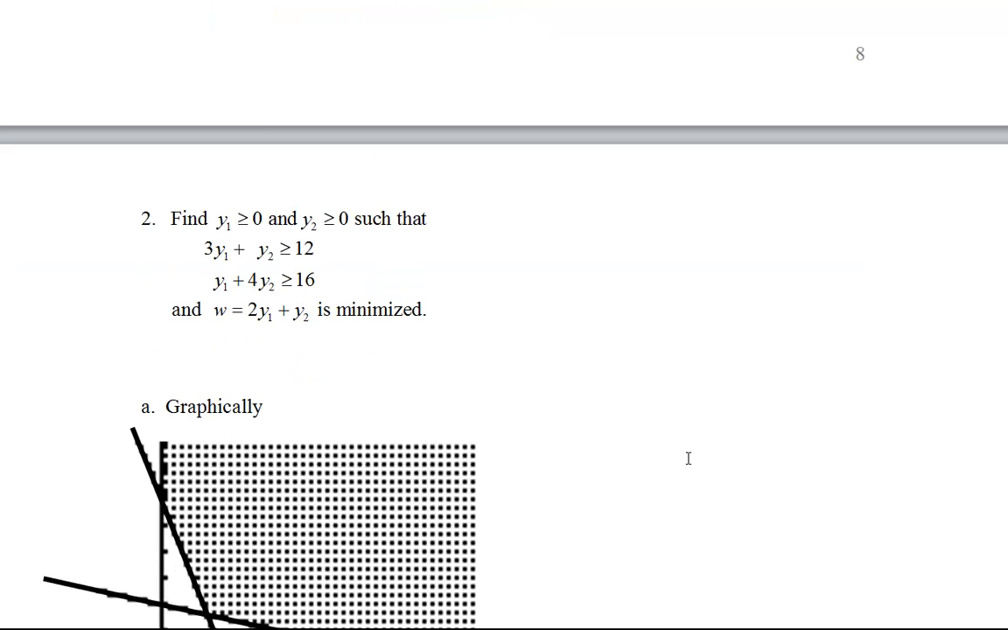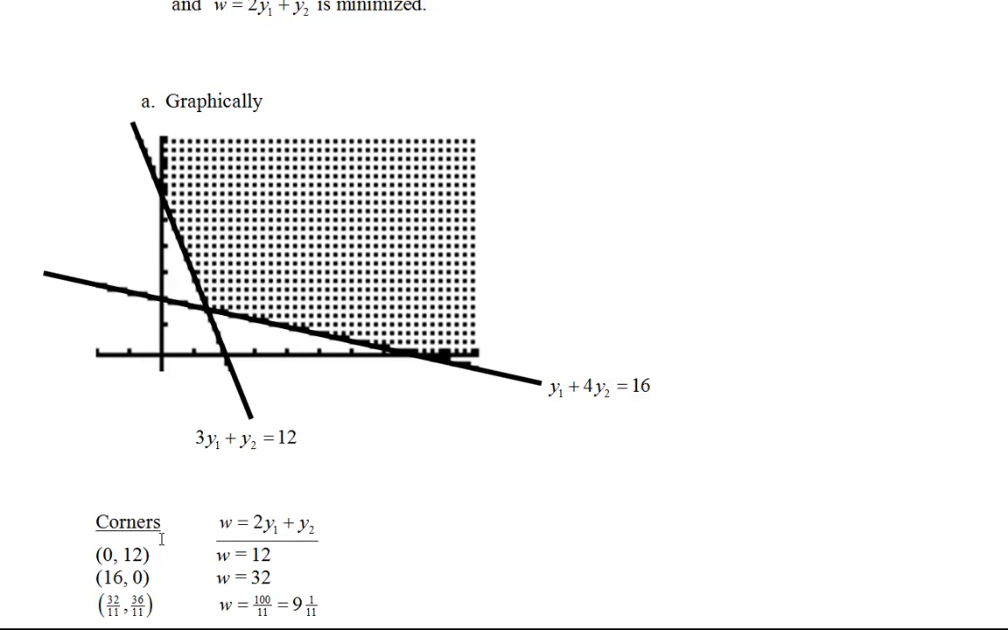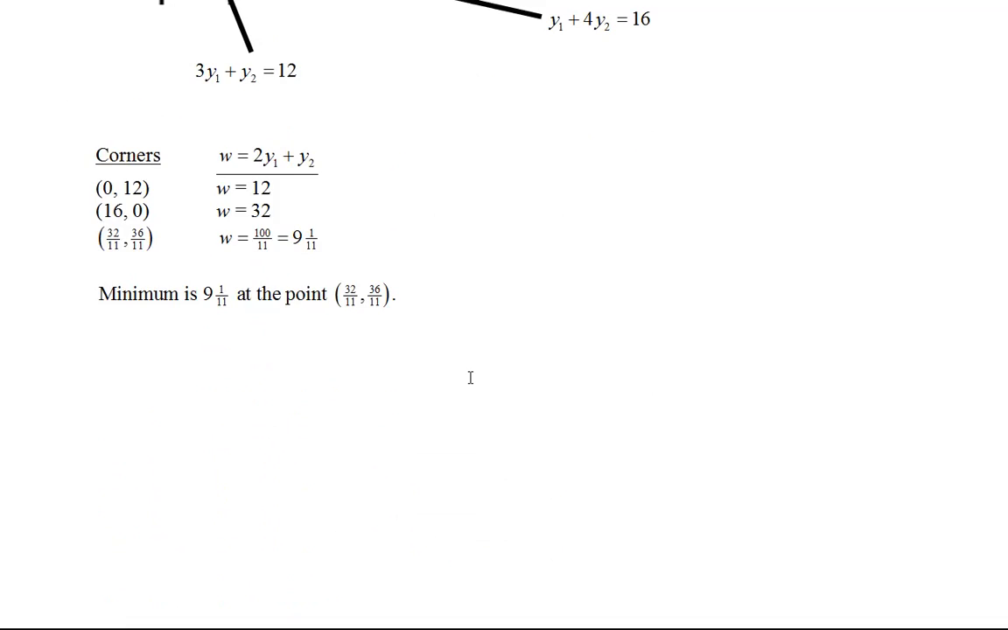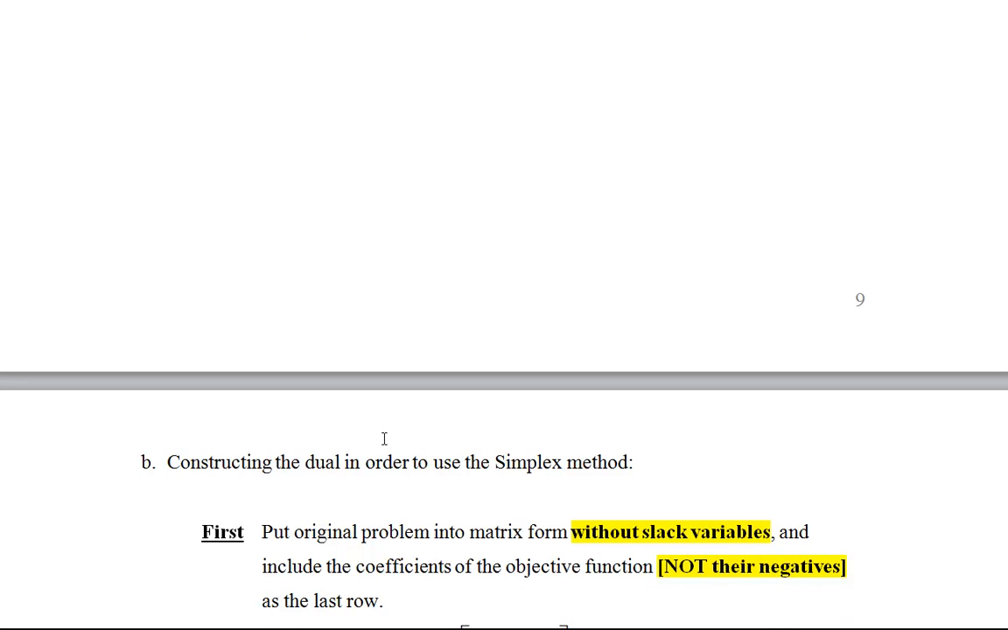Now the next problem we have done before, it's the graphical solution, because I wanted you to see that it does work. And I did use y's because we are trying to minimize. I did my feasible region, found all my corners and my objective function. So my minimum value occurs at this corner point, and the minimum value is 9 1/11. So we've got to keep that in mind. We'll be back. So I'm going to take this problem, go to the next page, and we're going to start looking at the procedure. We're going to construct the dual in order to use the simplex method.